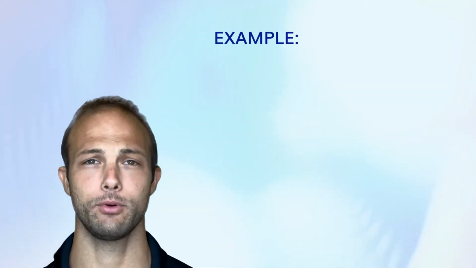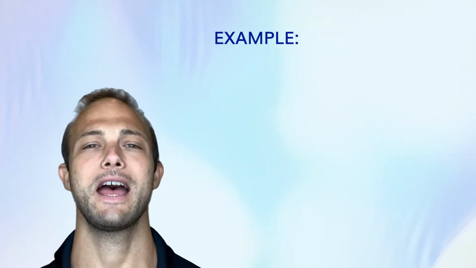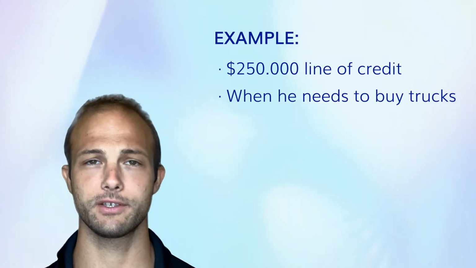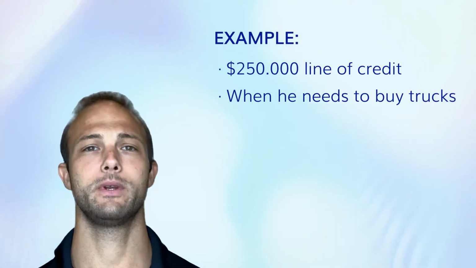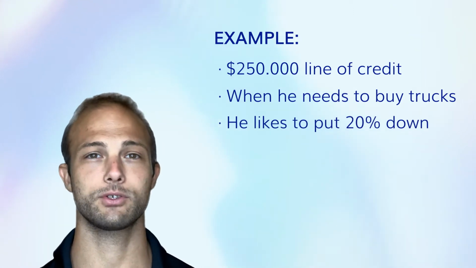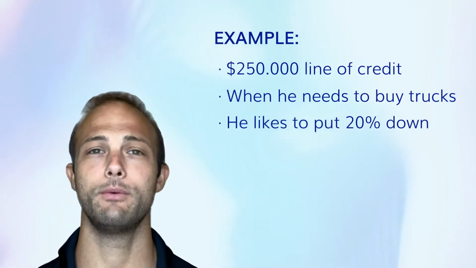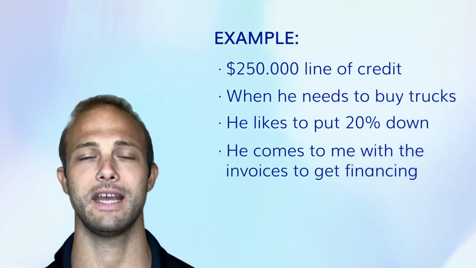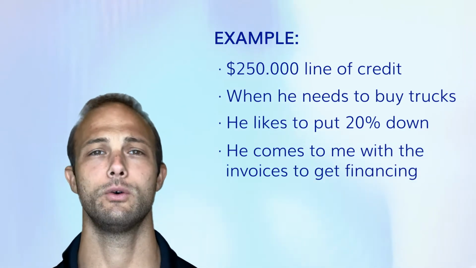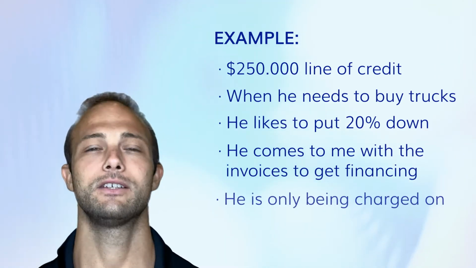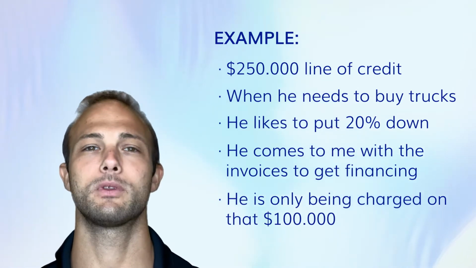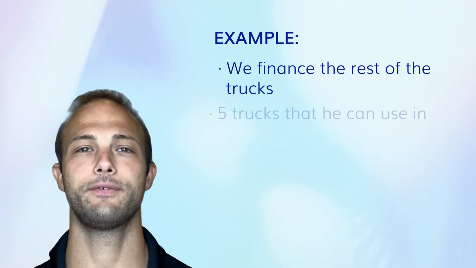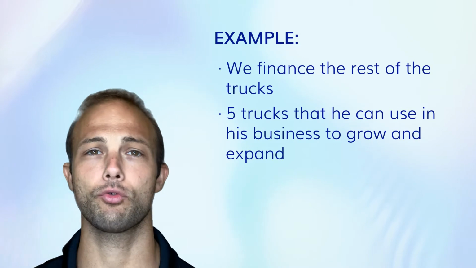So I'll give you a quick example. One of my clients, John Silver, he has a $250,000 line of credit. So when he needs to go and buy trucks for his logistics business, if he needs to buy 5 trucks, he typically likes to put 20% down. So if each truck is $100,000 and he wants to put 20% down on each, he needs $100,000 to put down. Then he comes to me with the invoices to get those financed, to get equipment financing. So he draws the $100,000 from the line of credit. He's only being charged on that $100,000, and that's what the payment's going to be based off of. Then he puts it down, we finance the rest of the trucks, and he has 5 trucks that he can use in his business to grow and expand.